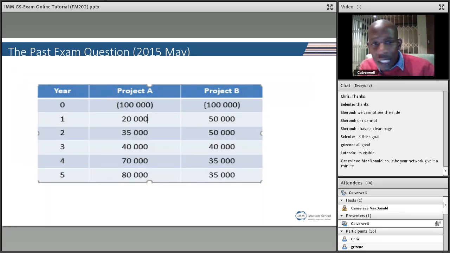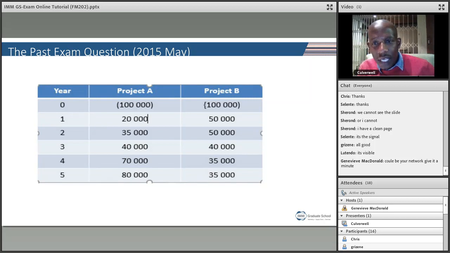Maybe for Sherrod, for project A, your year 0 cash flow is 100,000, which is negative. The cash flow in year 1 for project A is 20,000. Cash flow in year 2 for project A is 35,000. Cash flow in year 3, 40,000. Cash flow in year 4, 70,000. And cash flow in year 5, 80,000.